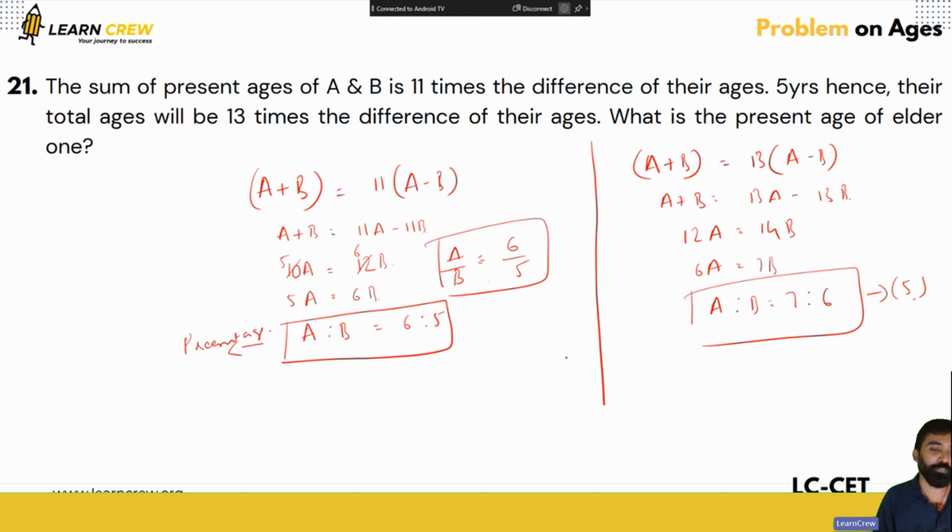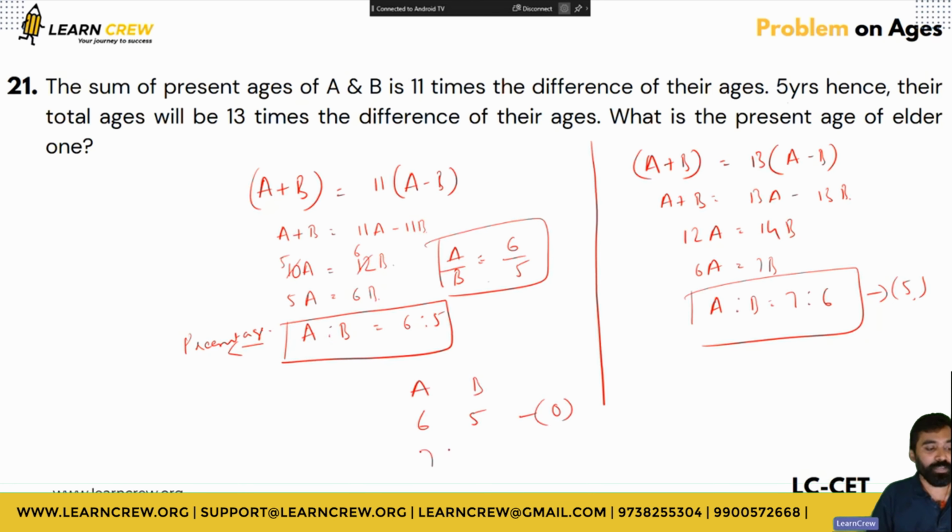Can you solve it now? Solve it. Reading statements are important. A, B, 6:5. This is present.